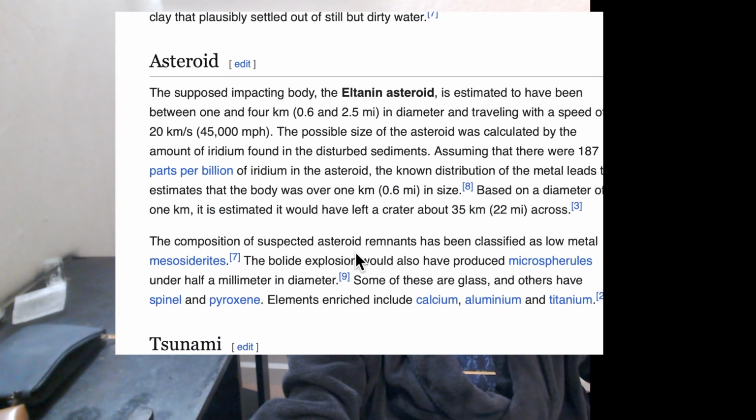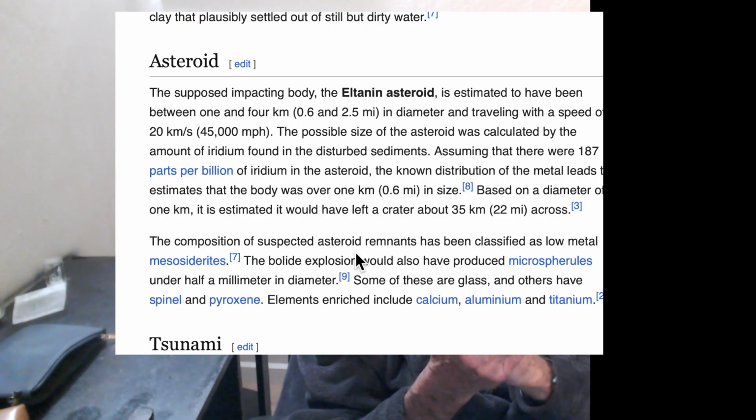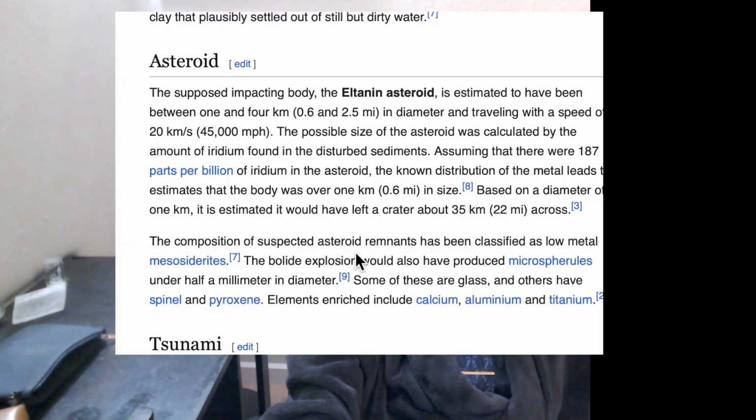So the Eltanin asteroid is about 4 kilometers at the most, traveling with a speed of 20 kilometers per second. Normally that would be in Mach units, but 20 kilometers per second can be translated to Mach. The possible size of the asteroid was calculated by the amount of iridium found in the disturbed sediments. So there were 187 parts per billion of iridium in the asteroid, assuming that the known distribution of the metal leads to estimates that the body was over 1 kilometer in size. You have to read the papers to find out, but that is what is said.